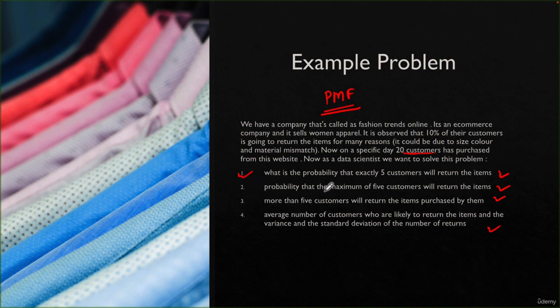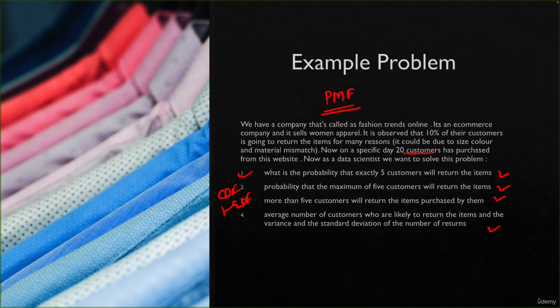And here, maximum of 5, which is like the CDF. The third one is the complement of the second one, that is like 1 minus CDF, and the last one is an average one. So this is the given data. Let's go ahead and implement this in a hands-on manner.